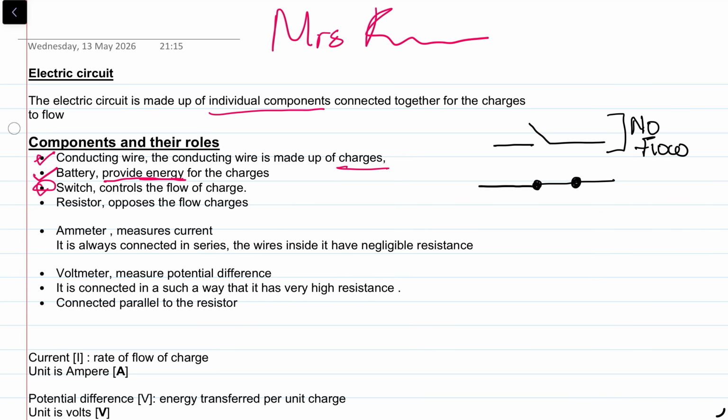Why? Because if your charges are flowing from this direction, when they reach this point right here, there's going to be a gap. And remember, charges can't fly. So the charges have to wait until the path is closed. The moment your path is closed like that, your charges now can flow. So for you to have charges flowing, you should have a closed switch. And if you want to break your circuit or if you want the charges to stop flowing, you can open your switch.